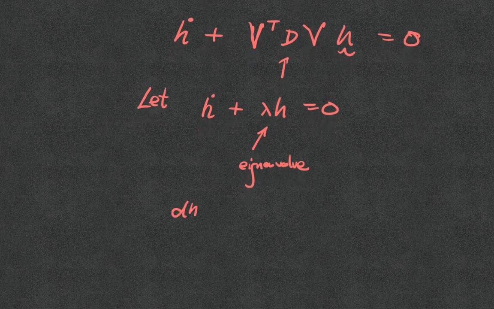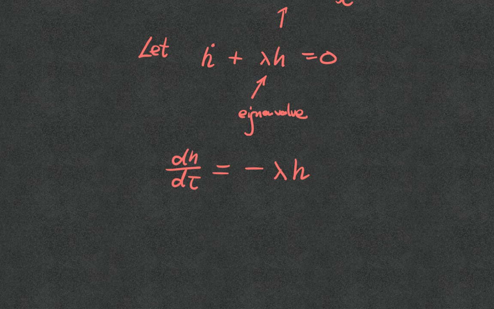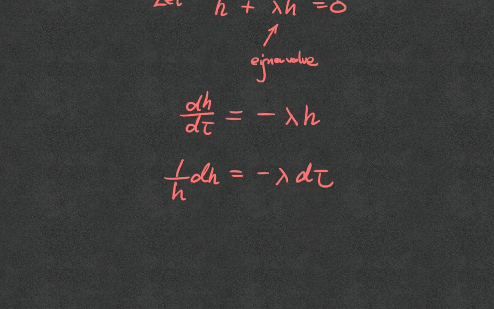So if I take it, let me write it as a time derivative. I have a lambda h. And this leads to the following system. The change of h, divided by h, one divided by h times the change of h, equals the negative eigenvalue times the increment of time. Okay, does that make sense?